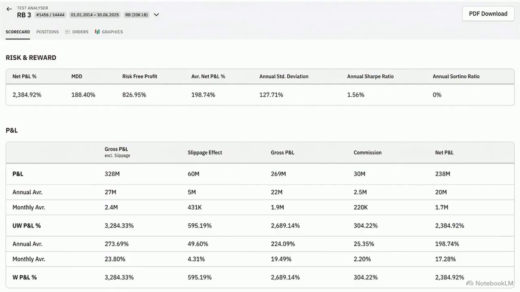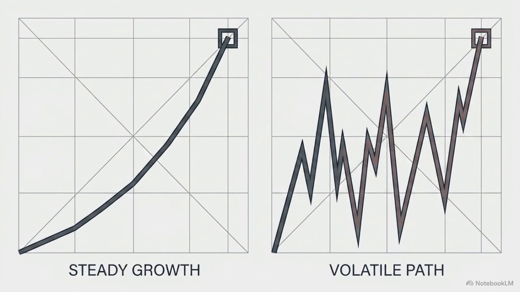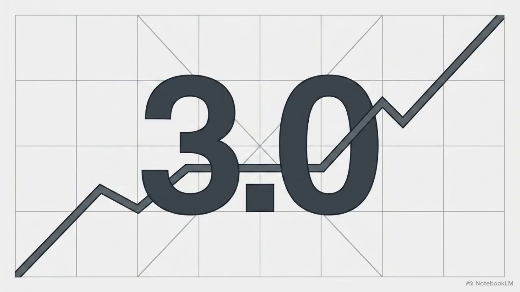This scorecard shows our risk and reward metrics. Because market returns roughly follow a normal distribution curve, an annual Sharpe ratio approaching 3.0 indicates a strong balance of risk and reward. The Sharpe ratio provides a mathematical score for market volatility, helping traders determine if the return justifies the path taken to achieve it.